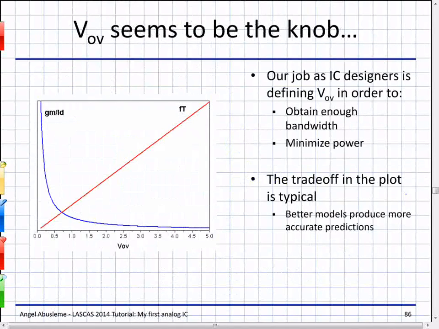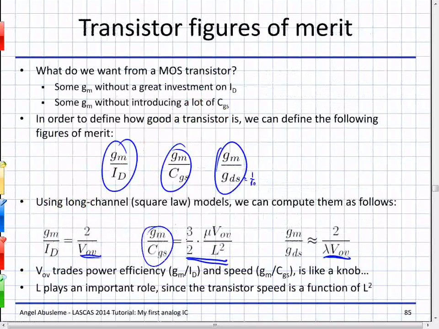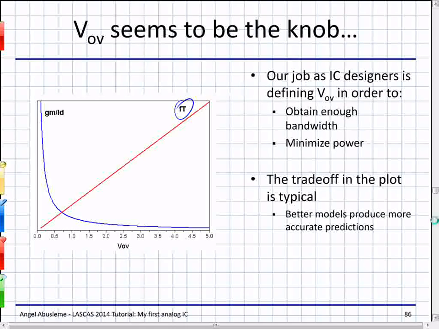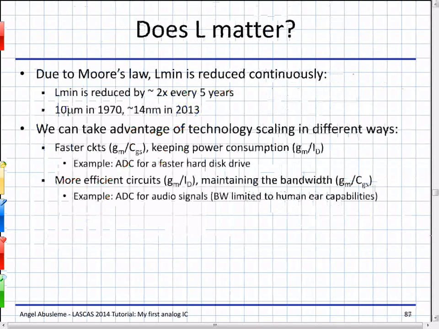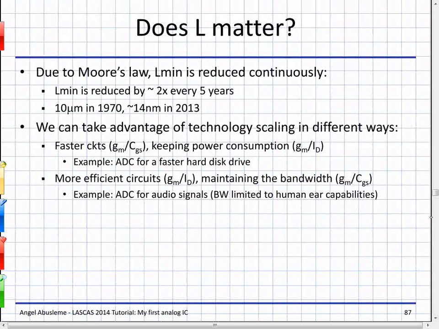So VOV is the knob, right? We increase VOV, we get more FT. FT is actually related to this figure of merit. And we get less GM over ID. And our job as IC designers is to define VOV to get enough bandwidth and minimize power. L matters, but I will mention this later. We are a little bit short on time.